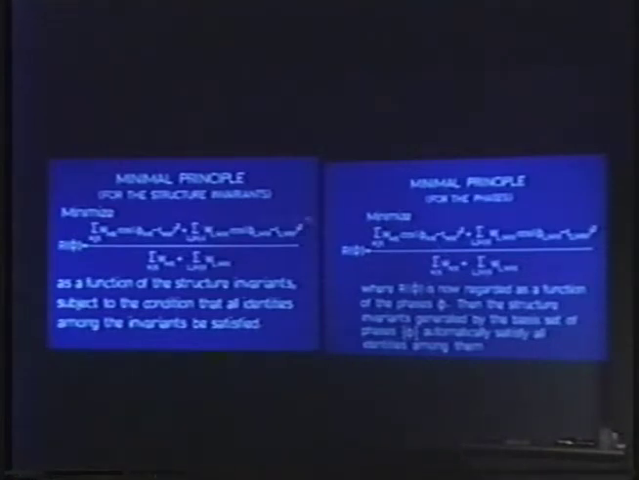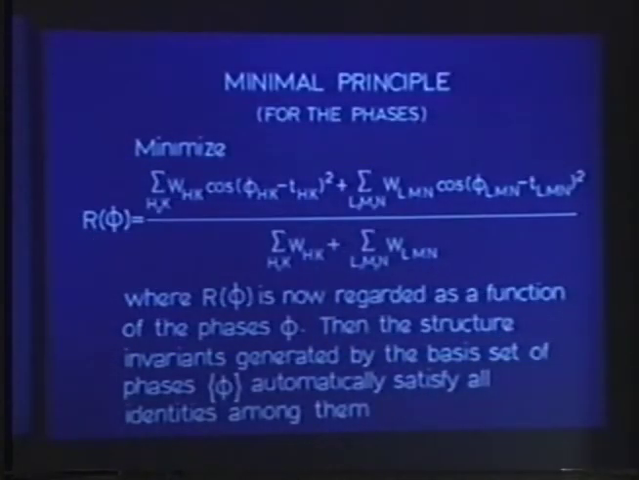This is exactly the same as this, but R of phi is now regarded as a function of individual phases. We imagine that these structure invariants are replaced by their expressions in terms of individual phases. So we have here a function of phases. That's a function of a small number of variables, only 200 or 300 phases or so, rather than 100,000 or 200,000 structure invariants. We have only 200 or 300 phases. And now the minimal principle assumes the following form. Those phases are correct which minimize this function as a function of phases. And that is simply what the minimal principle is.